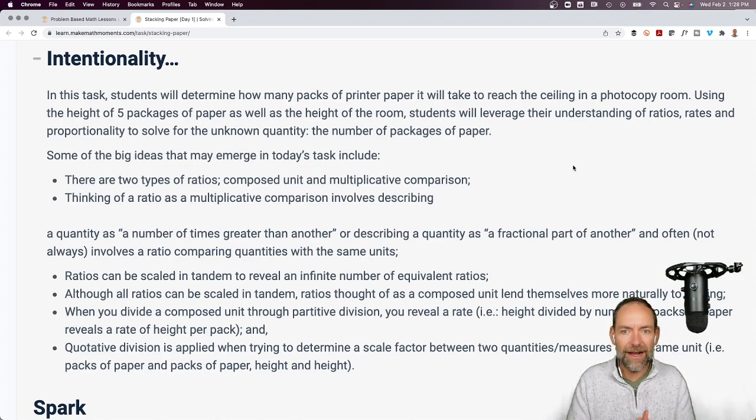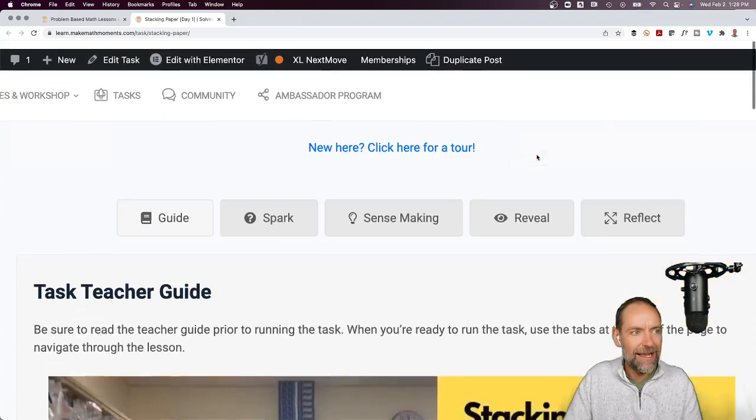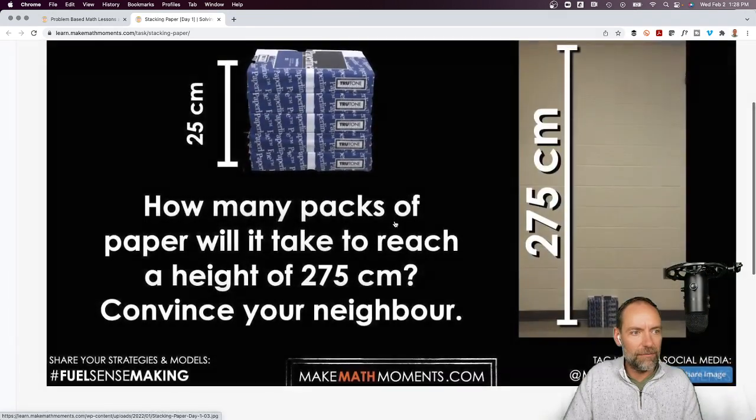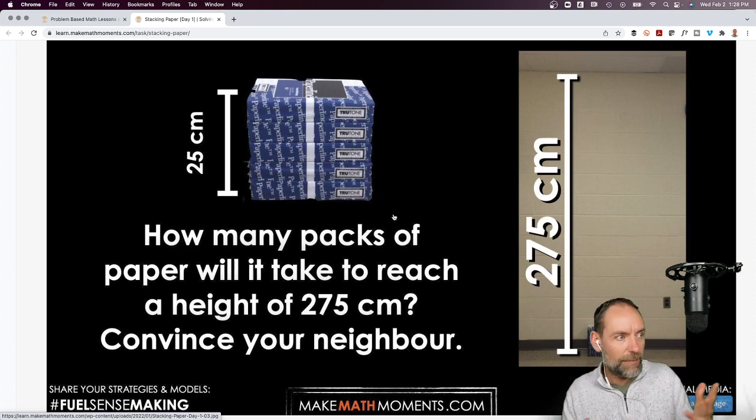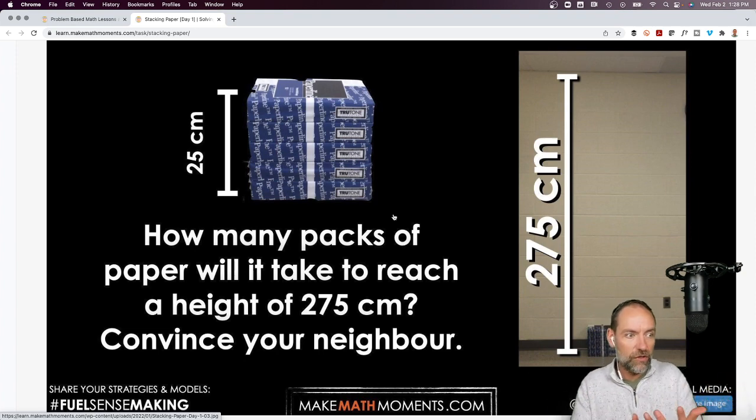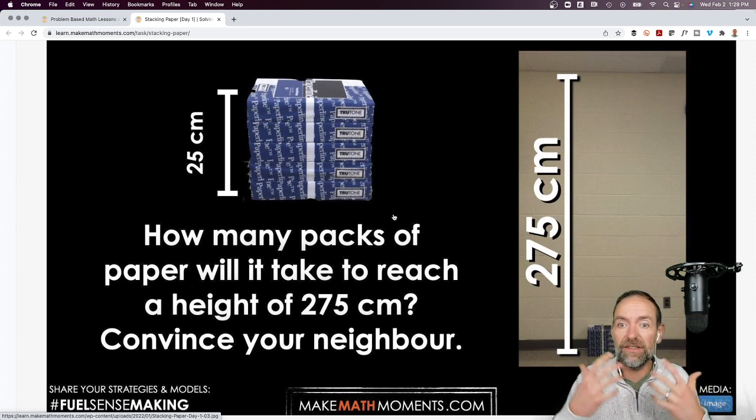So rather than us going back and grabbing this work here and saying, okay, what we have is this composed unit ratio where it's basically 25 centimeters to 5 packages, which is equivalent to the ratio 275 centimeters to X packages, that would be how we might traditionally teach this or instruct students to solve this problem.